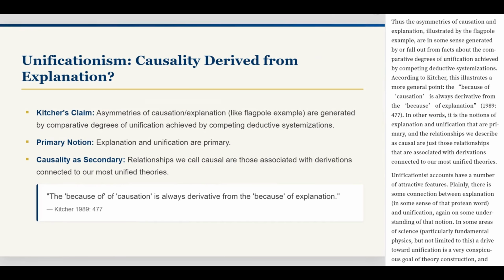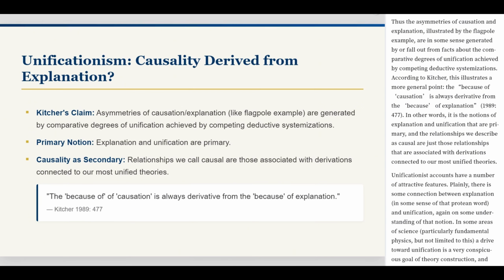Kitcher took this unification idea even further. He suggested that the asymmetries we observe in causation and explanation, like the flagpole example, aren't fundamental properties of the world, but rather emerge from the comparative degrees of unification achieved by different ways of organizing our knowledge. In other words, the reason we feel the pole height explains the shadow length, but not the other way around, is because the former fits into a more unified system of reasoning.